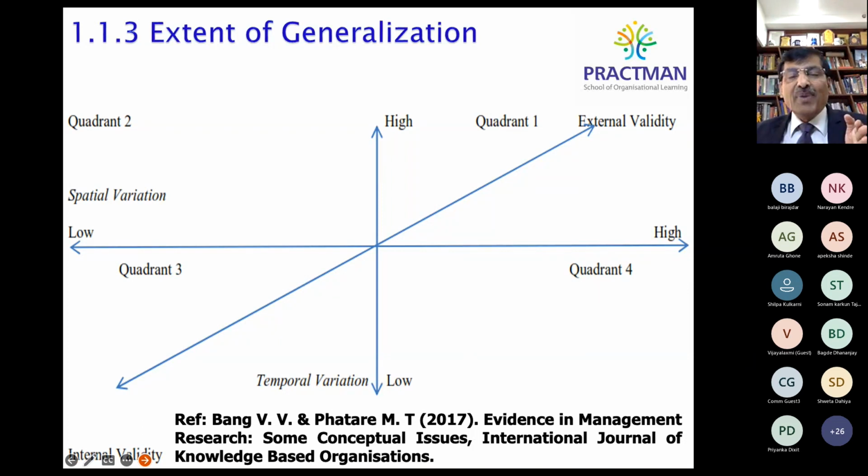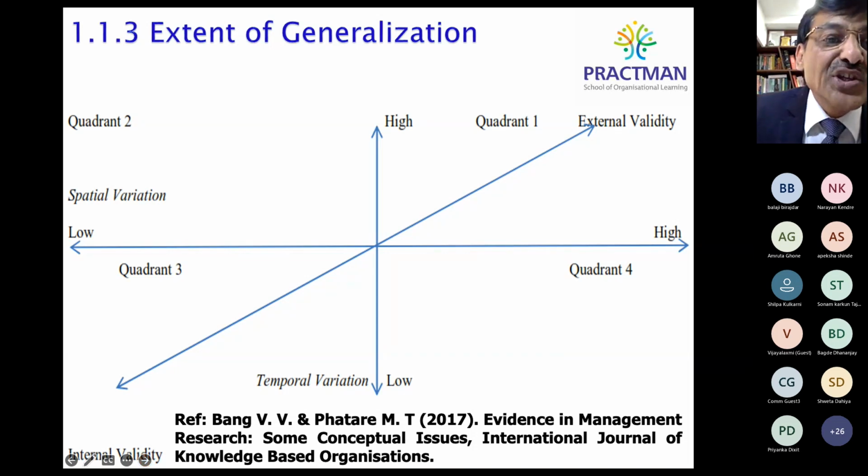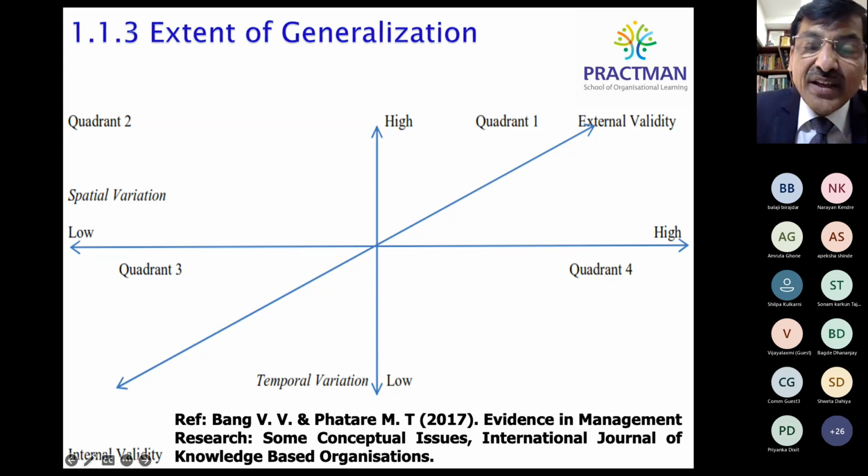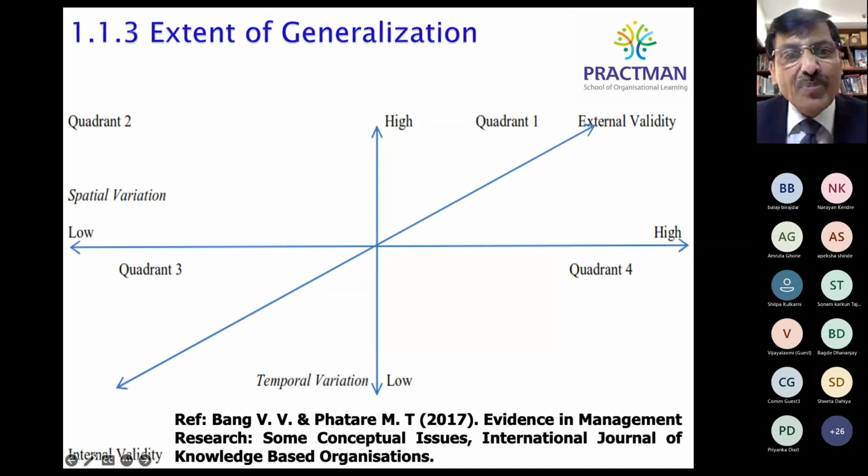Is that research applicable in different areas? We call that spatial variation. How much of spatial variation is accounted for in that research? Similarly, the research has been conducted at one point of time. To what extent will those findings be applicable 5 years, 10 years, 15 years, 20 years down the line?